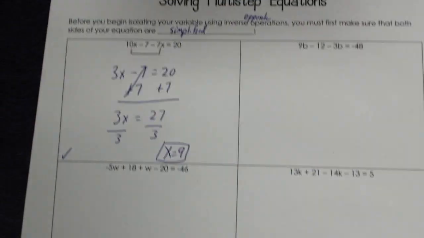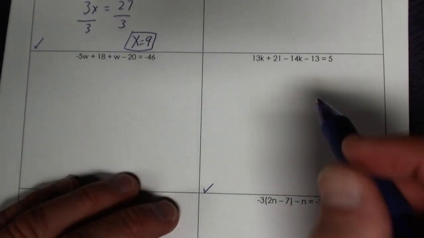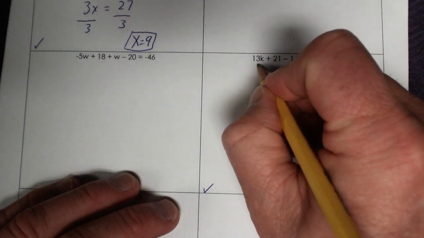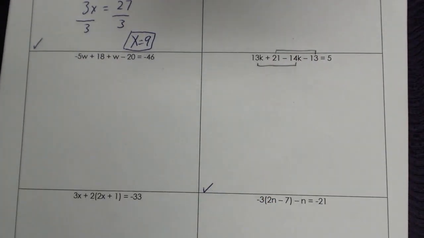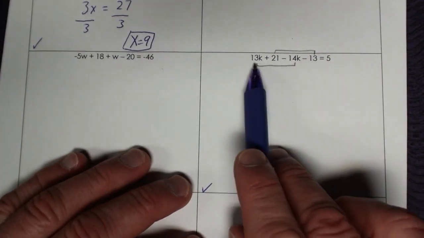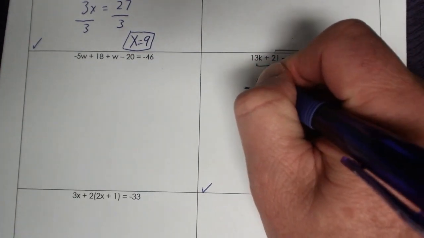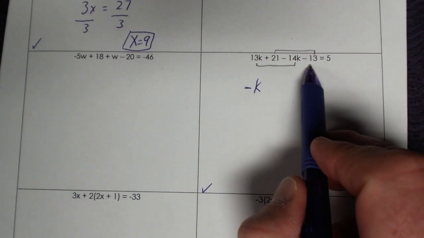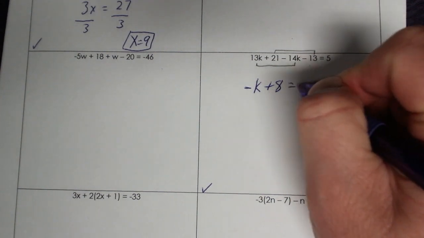Okay, next one I'm going to do is this one right here. This one's a little bit different, has a different ending to it. So let's look what we have right here. I notice first I have 2 different k's, but I also have 2 different single digit or double digit numbers without a variable. So I've got to combine the k's first. So 13 minus 14, that's going to give you a negative number. That's a negative 1k, so I'm just going to put a negative k. You know there's a 1 in front of that. Now I'm going to do 21 minus 13. So that would be a positive 8. And then I'm going to set that equal to 5.